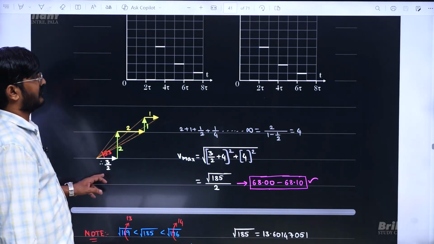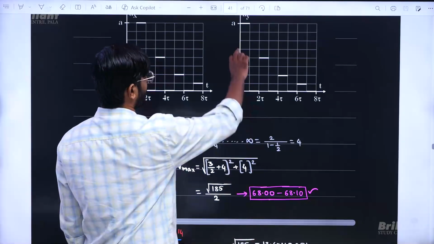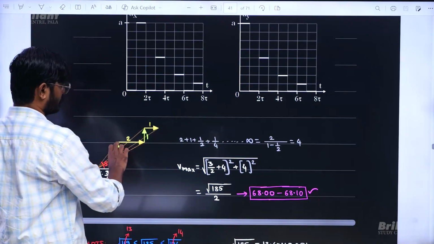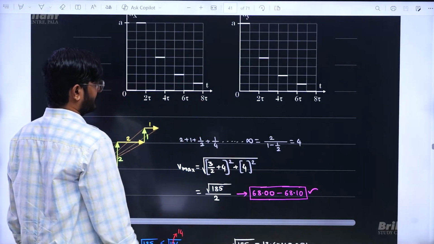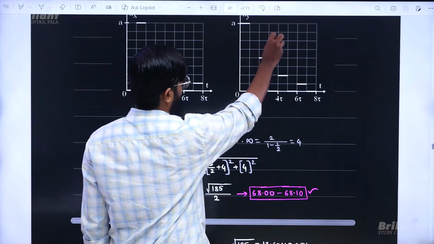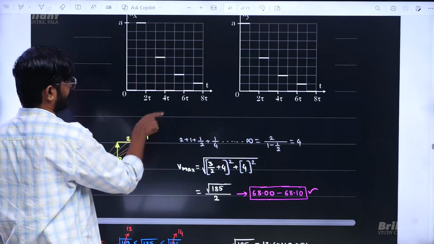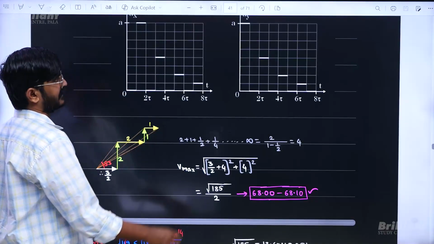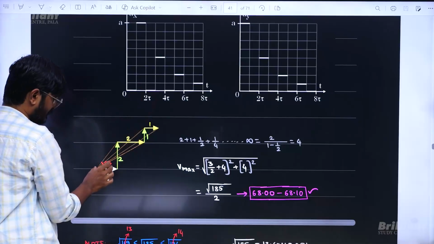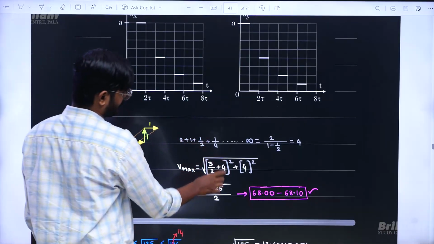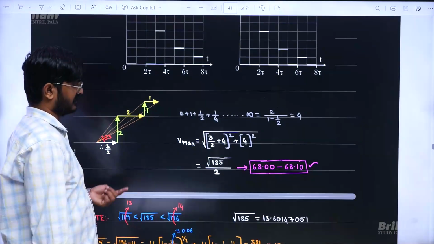Now velocity along y-axis or velocity along x-axis, if you want to find, you need to find the area under the graph. So that was 2 plus 1 plus 1 by 2 plus 1 by 4 and so on. That will give you the increment in velocity along y-axis, which is going to be 4 units. Similarly, increment in velocity along x-axis is also going to be 4 units. So net velocity along y-axis is going to be 4 units. Net velocity along x-axis is going to be 3 by 2 plus 4 units. Then you can find the resultant velocity.